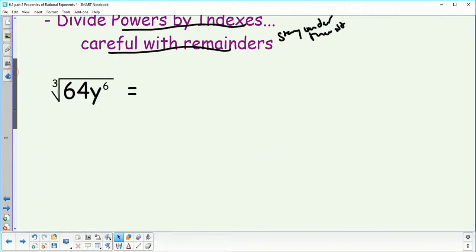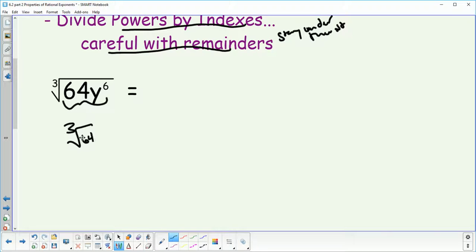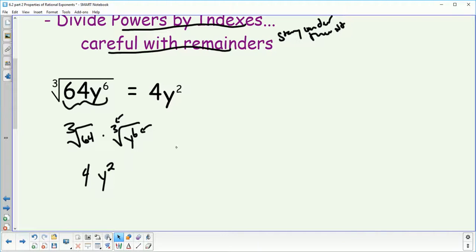So what I mean by that is if I look at the cube root of 64 times y to the 6, I've got this whole thing that I'm taking the cube root of. I could do my product rule and say the cube root of 64 times the cube root of y to the 6th. There's a couple different ways we could go about this. Well, the cube root of 64 is just going to give us 4, and then here's where I was talking about how you can divide your power, which is 6, by your index, which is 3. If we divide 6 by 3, we just get 2. There is no remainder, so we don't have to worry about it. That would just give us y squared, or 4y squared.